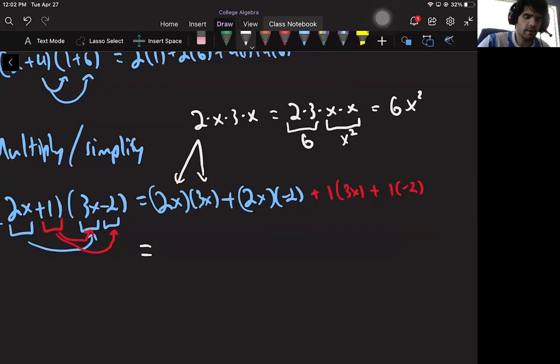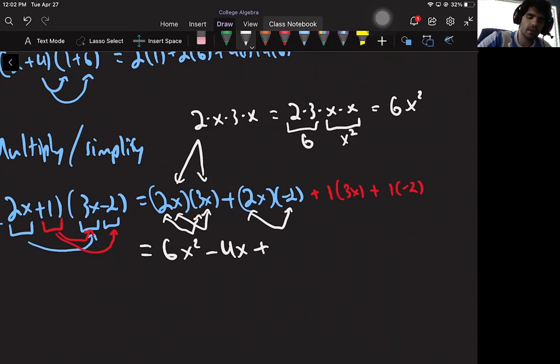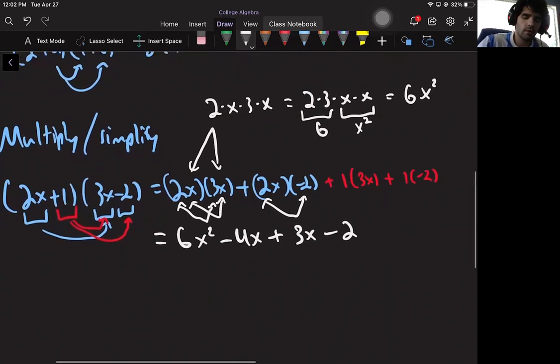Now you don't have to do that work every time. You just have to notice that I'm just multiplying the numbers together, and I'm just multiplying the x's together to get x squared. Okay, so here, same idea. I'm just going to multiply the numbers together. So 2 times negative 2 is negative 4. And there's no other x's, so it's just negative 4x. And then over here, it's just 1 times 3x. 1 times anything is the same. And 1 times negative 2 is negative 2. So this is the first step.